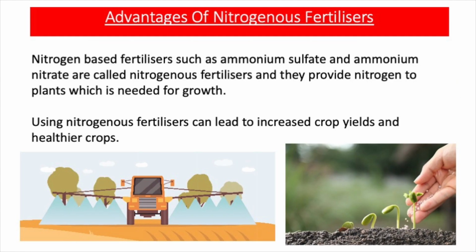Now nitrogen-based fertilizers such as ammonium sulfate and ammonium nitrate are called nitrogenous fertilizers, and they provide nitrogen to plants, which is needed for growth. Using nitrogenous fertilizers can lead to increased crop yields and also healthier crops. And nitrogenous fertilizers are popular with farmers because they're relatively cheap as well.